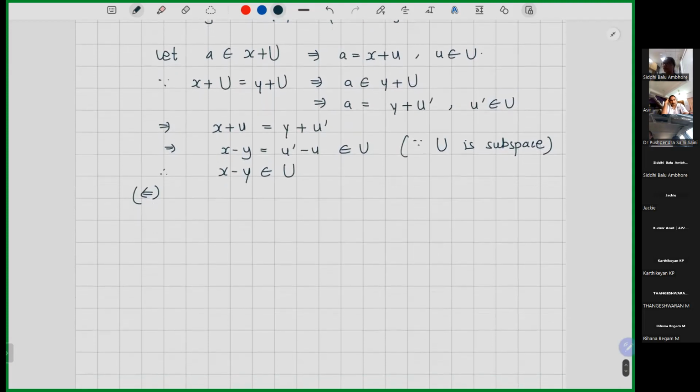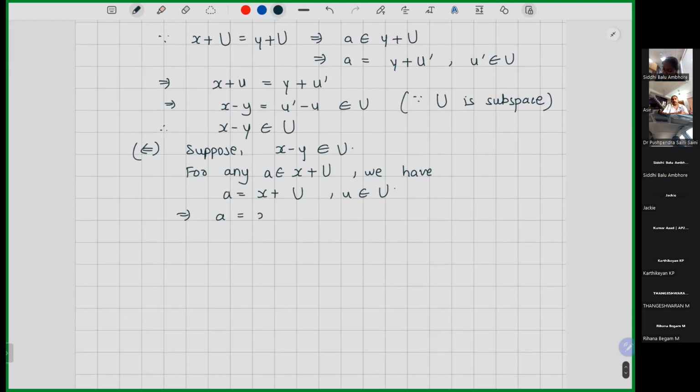I hope. Please let me know if you have any doubt. Okay, now second implication, we are given that x minus y is in u. So for any a in x plus u, we have that a is equal to x plus u for some u in u, right?